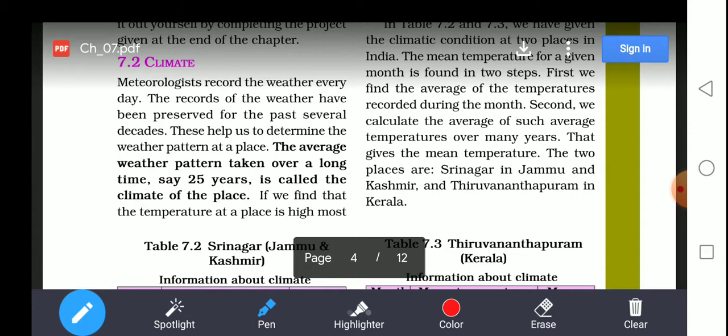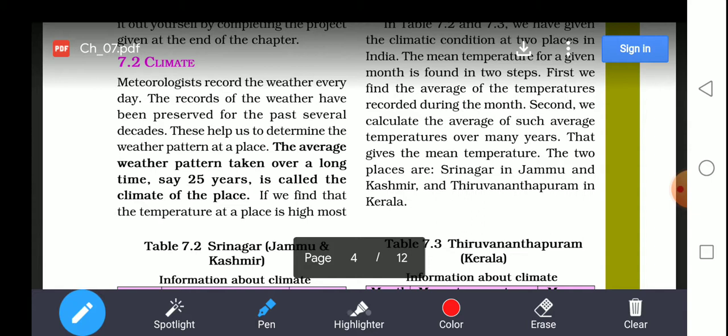What is the difference between climate and weather? Weather is the condition at a particular place, and when the same weather is shown over several years, like 25 years, it is called the climate of that place. Climate means the weather maintained at that particular place for several years. The average weather pattern taken over a long time, say 25 years, is called the climate of that place.